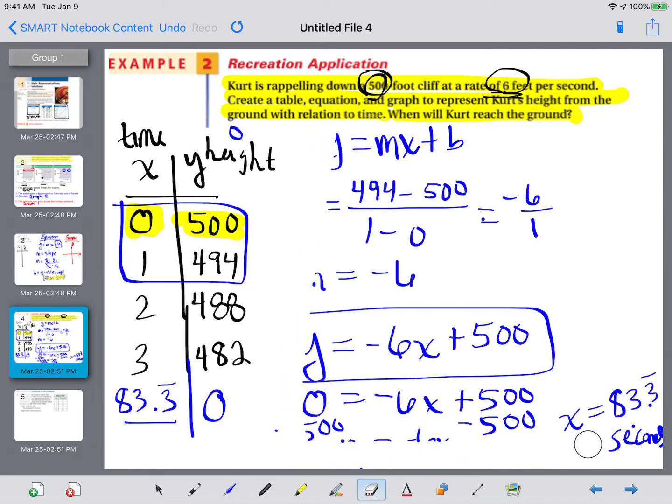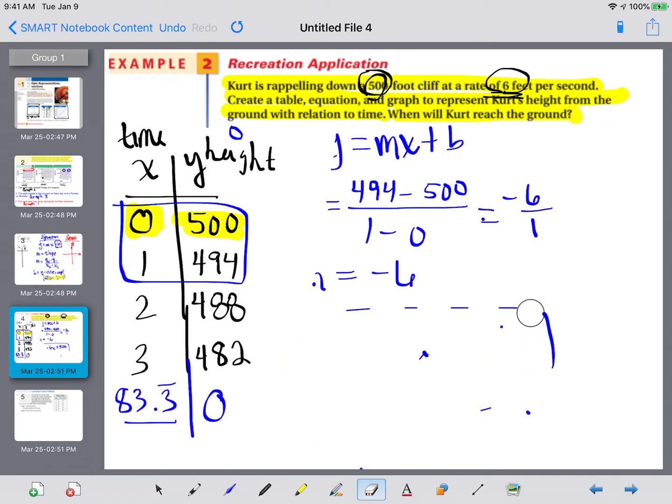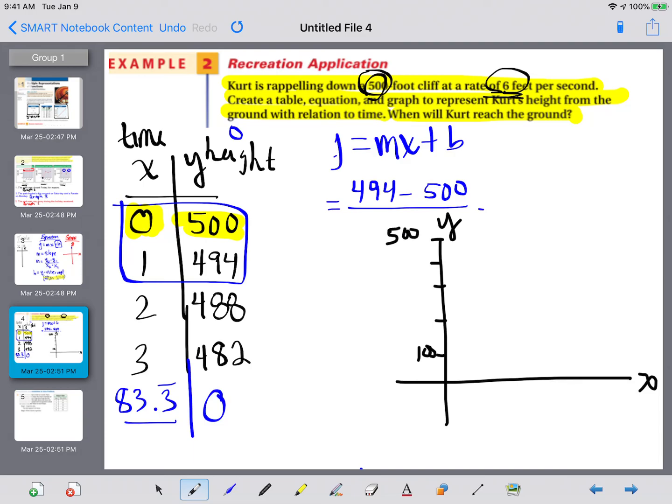Now the one thing we haven't done is created a graph yet. So let me make some space so that we may create a graph. To represent this, we really only need our x and our y-axis. And on the y-axis, we need to get up to 500. So I'm going to go by each tick mark represents 100. 1, 2, 3, 4, 5. There's 500. And that's the y-intercept. So that's the first point on the graph I can plot.